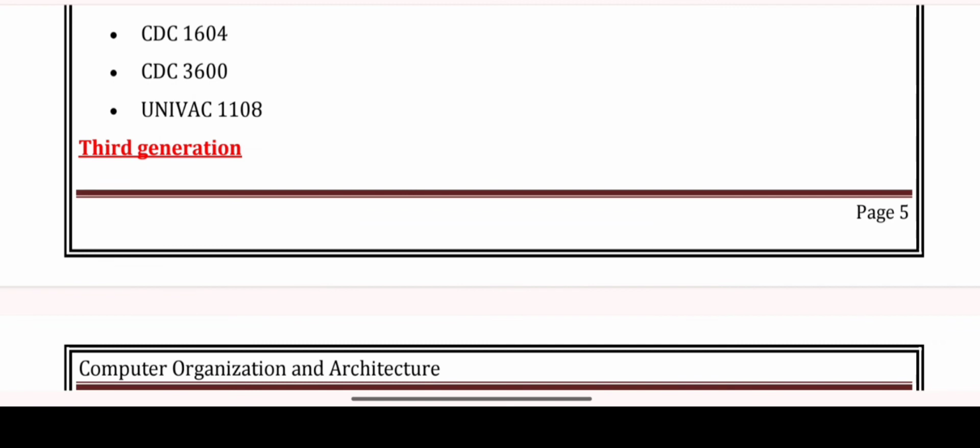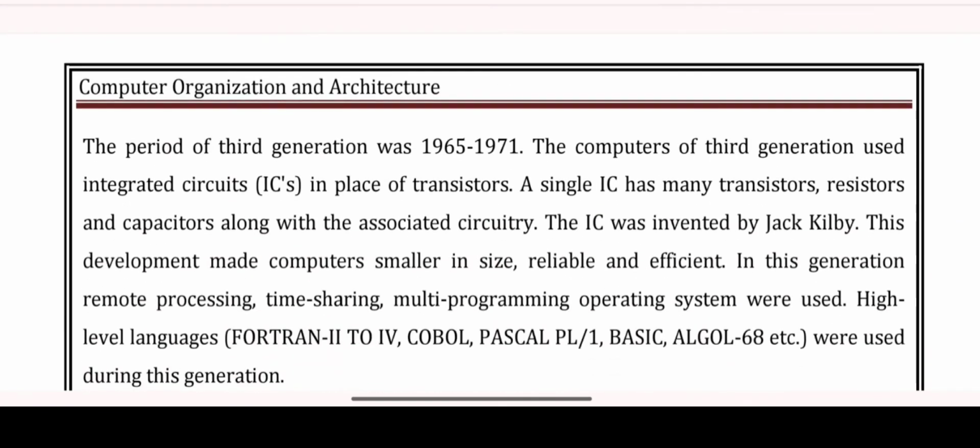Now going on to the third generation of computer. The period of the third generation was 1965 to 1971.